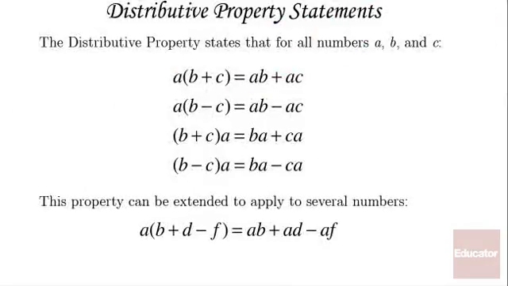Recall that the distributive property states that for all numbers a, b, and c, if you are multiplying a times b plus c, that is equal to a times b plus a times c. So it's fair to multiply out the expression on the left to yield the expression on the right. So when we move forward like that, we're multiplying.